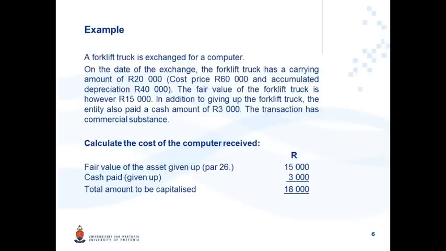So what is the issue at hand? I'm getting a computer, I'm giving away a forklift, and I'm giving away 3,000 Rand cash. I need to determine the cost price of the computer. What does paragraph 26 say? It's the fair value of the asset given up as a first price, the 15,000. There we go. What am I also giving up? Cash of 3,000. So I must not forget about the cash given up. And that added up gives me the total amount of 18,000 as the cost price of the computer.